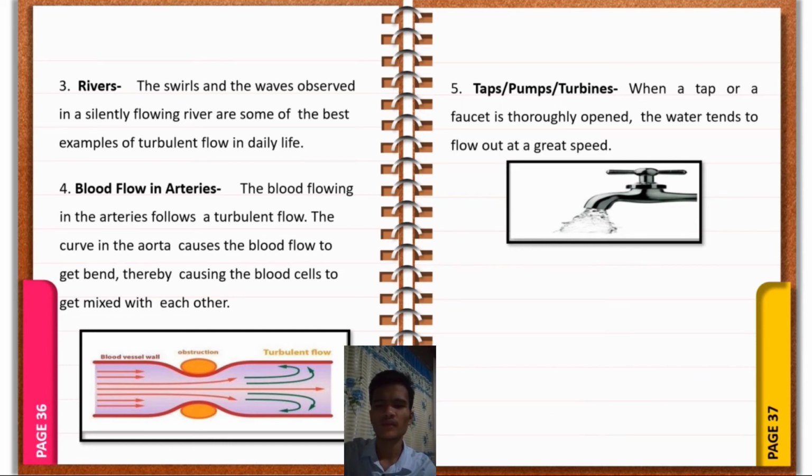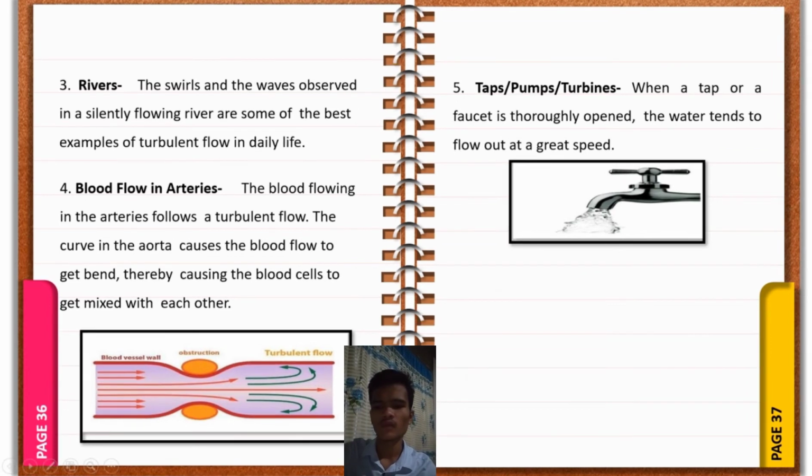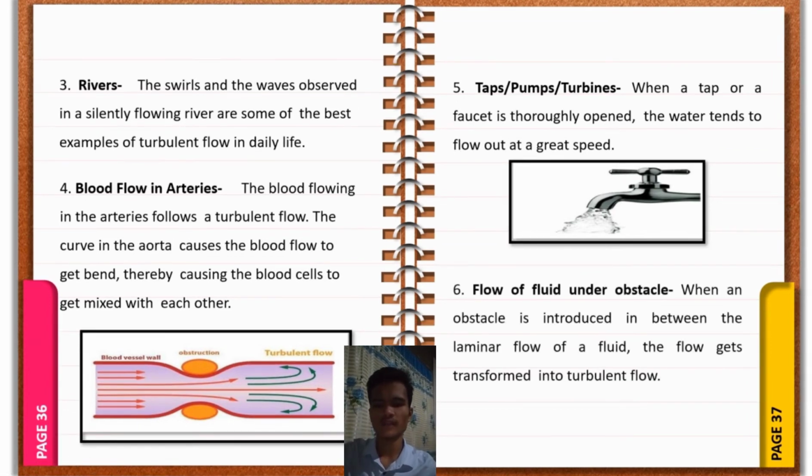When a tap or a faucet is thoroughly open, the water tends to flow out at a great speed. So, as the image shows here, when we open a faucet, it shows a great speed that also shows a turbulent flow. Next is the flow of fluid under an obstacle.